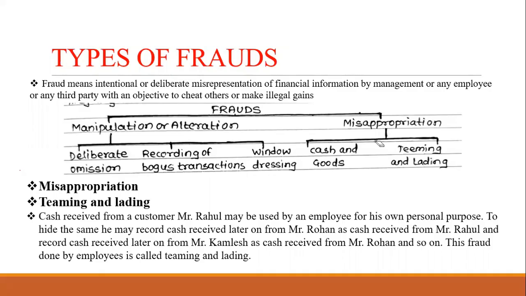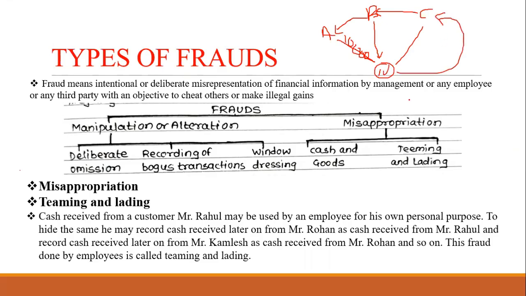There is this one customer who came to you to deposit 10,000 into the bank. Customer A came to deposit 10,000 into the bank. What you will do, you won't take that money, you won't deposit it in his account. You took that for your personal use. When B came and deposited 10,000, you transferred B's amount into A's account. When C came and deposited the amount, you transferred C's amount into B's account. And you keep on doing that till you get 10,000 back and deposit it into the final person's account. That is known as teaming and lading.